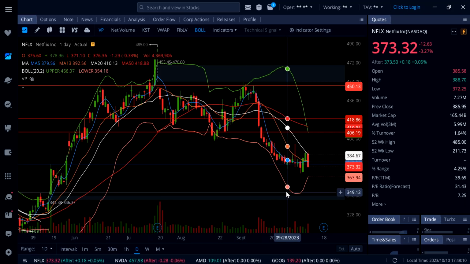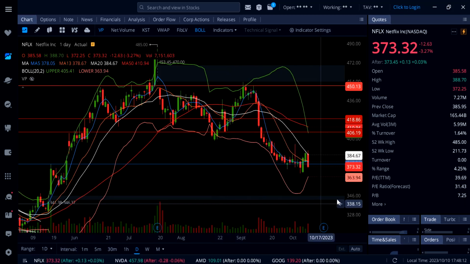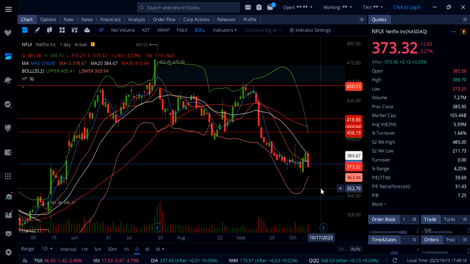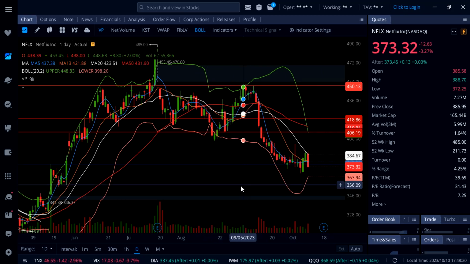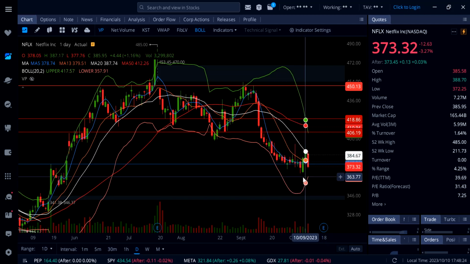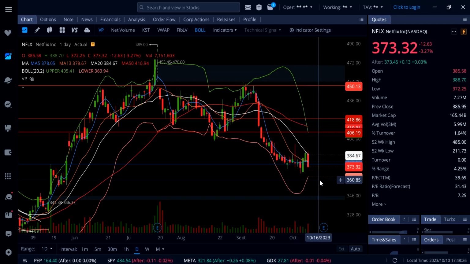341.38. To the upside, now we got resistance at 376 right here, 378, 384.67, and I don't think Netflix is going anywhere above 384.67 before earnings, unless we get some new upgrades from another analyst or something good here on Netflix, and then we could see that move to the upside.